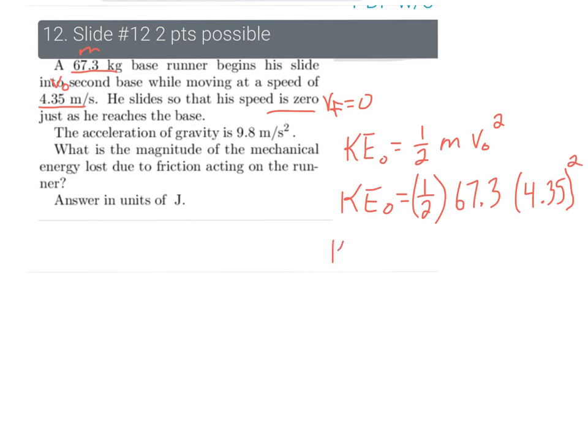So my final answer for my kinetic energy is going to be equal to 636.7. And that's going to be our final answer. That's how much energy is lost.